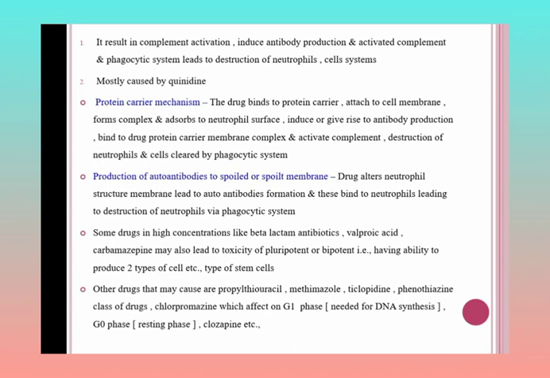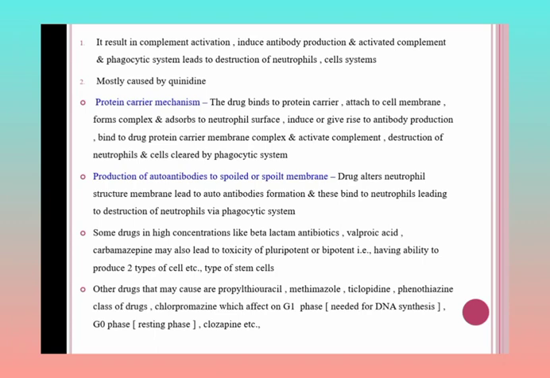Now coming to the third, the protein carrier mechanism. The drug binds to the protein carrier. If the drug is bound to the protein carrier, it then attaches to the cell membrane, forming a complex, which is adsorbed to the neutrophil surface. As it binds, attaches, forms a complex and adsorbs to the neutrophil surface, it gives rise to antibody production.